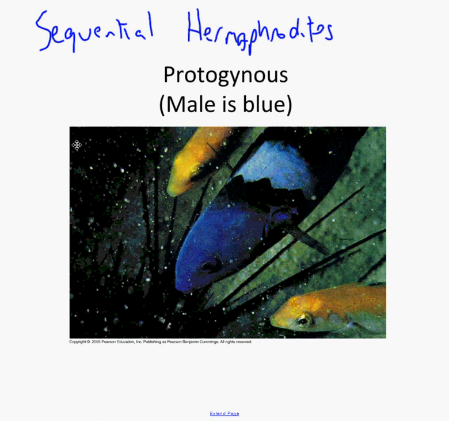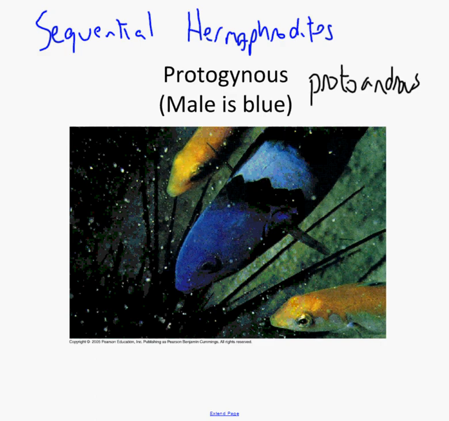There's no competition between the males in the group because there's only one of them, and the alpha female becomes male. You can have the same kind of idea in the opposite direction. It's called protandrous, and this is where the alpha male becomes female. Again, this guarantees that the most fit genes are passed on to the next generation.